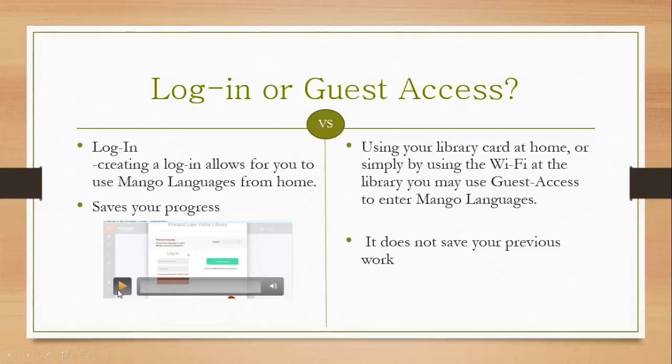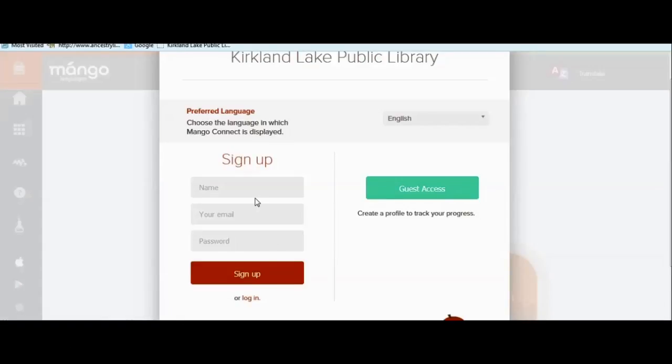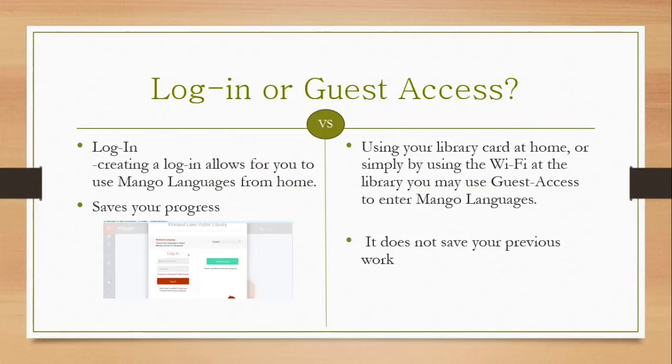So let's say you want to make an account so you could save your progress. What you would do is click on Create One underneath Login to sign up, and then you would put in your name, your email, and come up with a password, and then click Sign Up. And if you were at home, it would also ask you for your library card after that. So it's just the barcode at the back of your card.